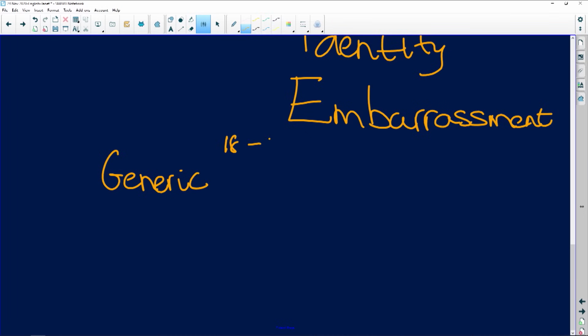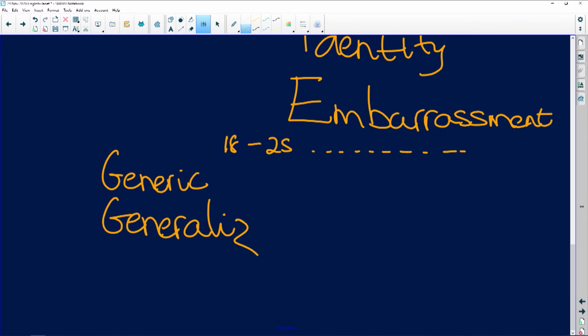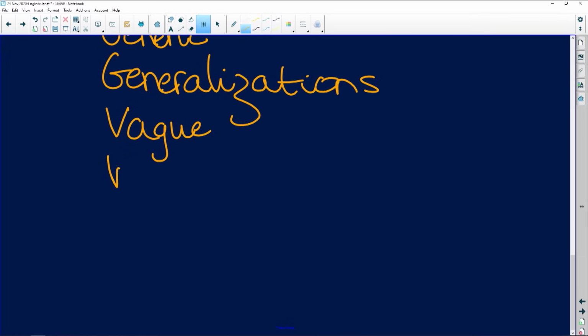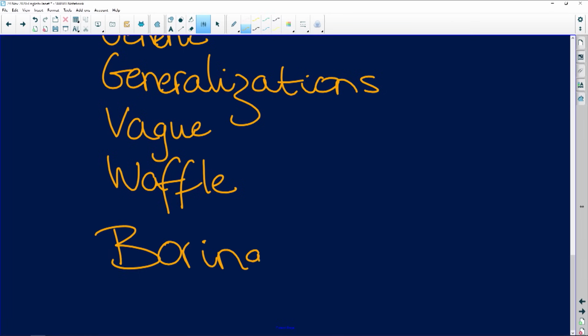Average age is sort of 18 to 25, but you get people younger and you get people right up into their 60s. Generic. What does that mean as well? It means it's got to do with generalizations. Everybody has felt embarrassed at some point in his or her life. It's vague. It's waffle. And finally, it is incredibly boring.